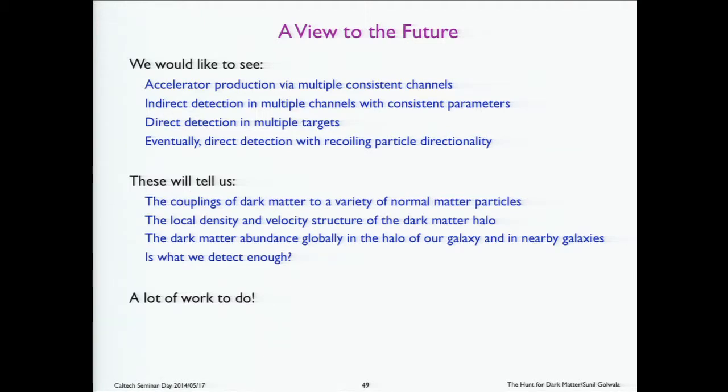It'll tell us about how dark matter couples to normal matter particles, but it'll also tell us a lot about the halo of our galaxy. It'll tell us about the density and velocity structure of the dark matter, and what the dark matter abundance is in our galaxy. And is it enough? Does it actually explain all the mass that we need to explain the speed at which stars and gas move around the center of our galaxy? So this is the program for the next 10 or 20 or perhaps longer years, I hope it's not that long, for detecting dark matter and showing that it really is the dark matter that we need to explain what we see when we look at the sky. So there's a lot of work to do, and I'll stop there. Thanks.